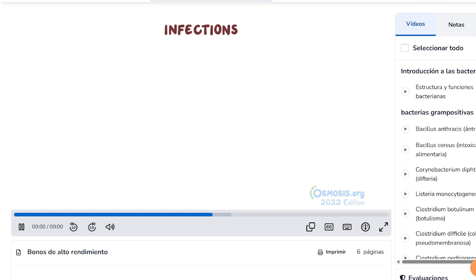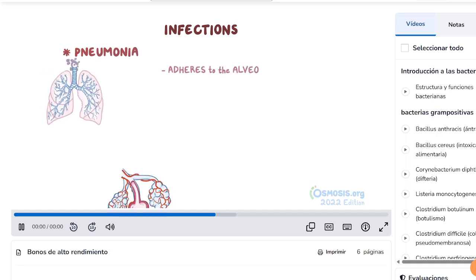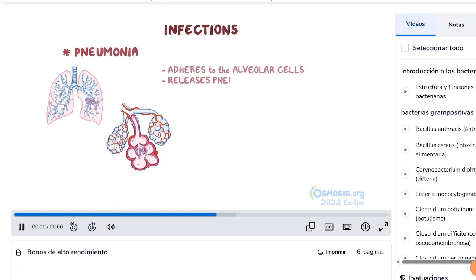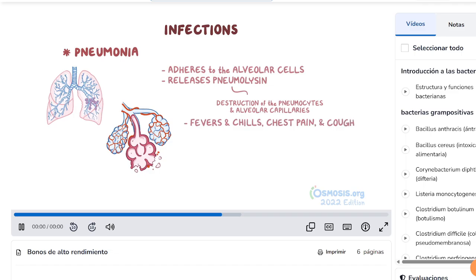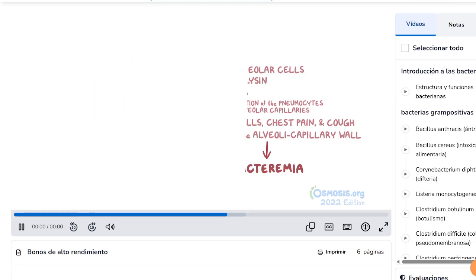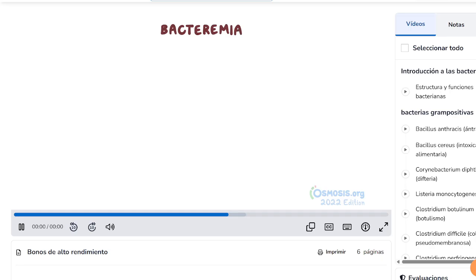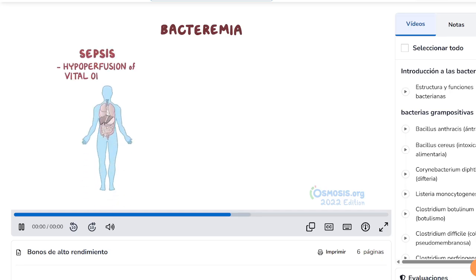However, the most common disease caused by strep pneumoniae is pneumonia. Strep pneumoniae sticks to the alveolar cells, the pneumocytes, and releases pneumolysin, which leads to the destruction of the pneumocytes in alveolar capillaries. Pneumonia causes fevers and chills, chest pain, and a cough. In severe cases, strep pneumoniae can cross the alveoli capillary wall and enter the blood, resulting in bacteremia. Eventually, bacteremia can cause serious problems like sepsis, which can lead to hypoperfusion of vital organs.